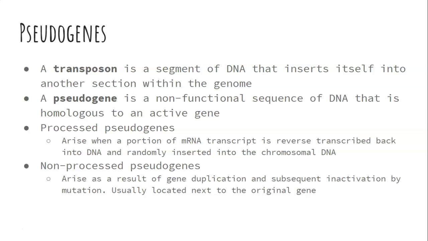Within those genes, there's also types of pseudogenes, which are kind of like fake genes. The two main categories we're going to talk about are transposons and pseudogenes themselves. So a transposon is a segment of DNA that can insert itself into another section of the genome. So basically it can take its segment of DNA and take it out of where it normally is and input it somewhere random. This can be both beneficial and obviously detrimental to organisms.